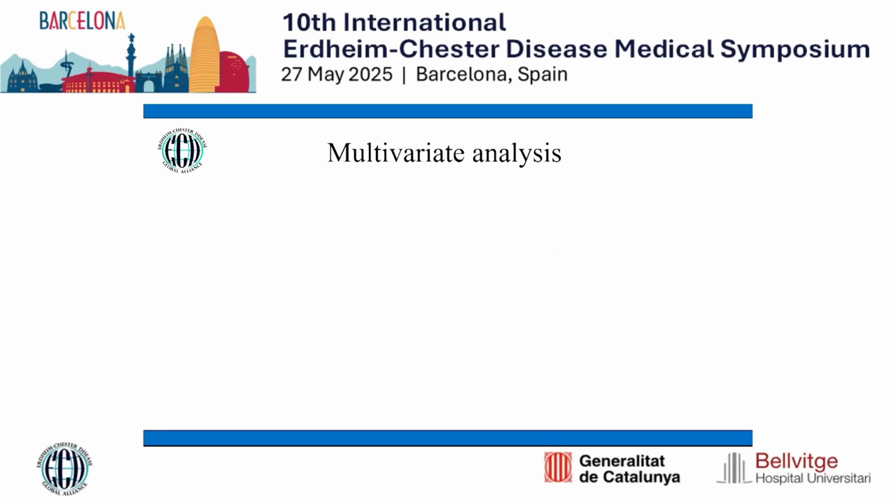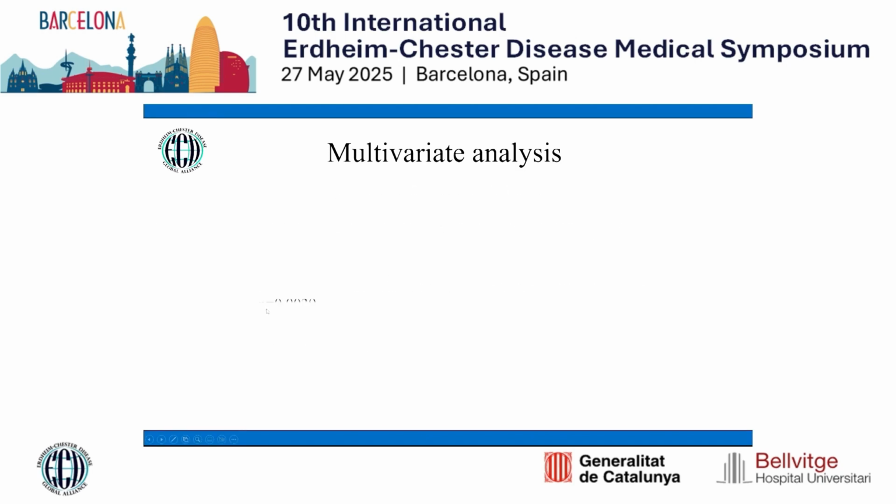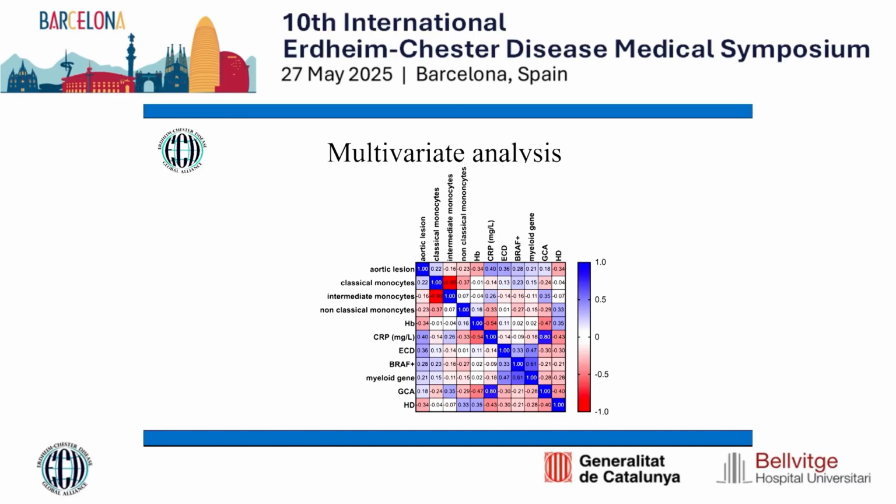And then we tried to analyze which were the factors associated with aortic lesion in this cohort. So in the multivariate analysis, there is a correlation between aortic lesion and ECD, and also with CRP level. So this is what you can see here on the correlation model. So a correlation between CRP and ECD. These were the only two factors that were significant in the association with aortic lesion.